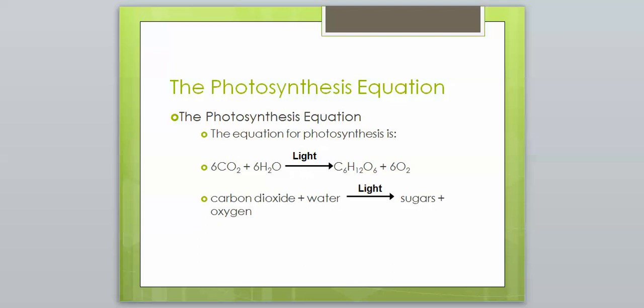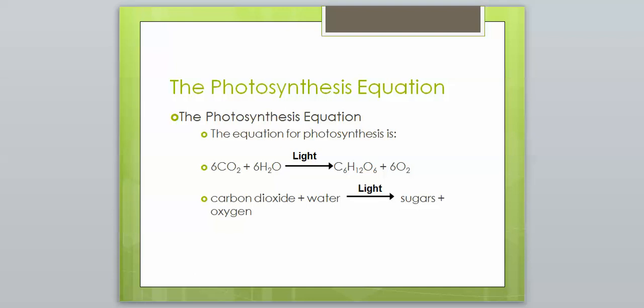So here is our photosynthesis equation. The first part says it's 6 CO2, which is carbon dioxide, plus 6 H2O. And you add a little light, it'll give us C6H12O6, and that is our chemical formula for glucose, or just sugars, plus 6 oxygens.